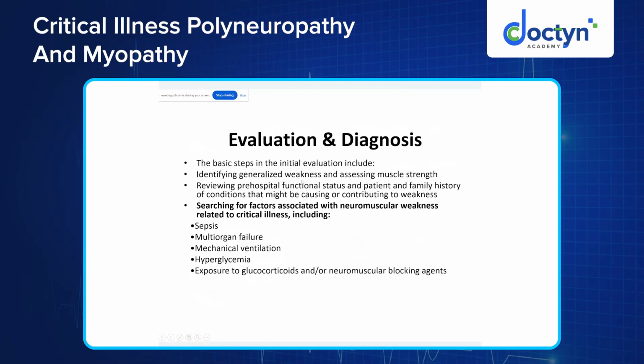So the basic steps in evaluation are: you assess the weakness of the patient, you assess his muscle strength through the MRC muscle power score, you review the pre-hospital functional status, patient and family history should be taken into consideration, and you search for the factors associated with neuromuscular weakness. What are those factors? Whether the patient is exposed to glucocorticoids, whether there is hyperglycemia, whether there is SIRS, sepsis, or MODS in the patient or not.